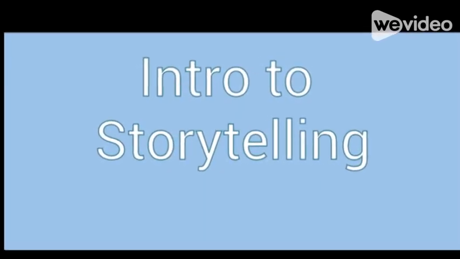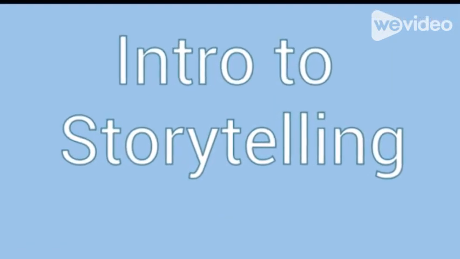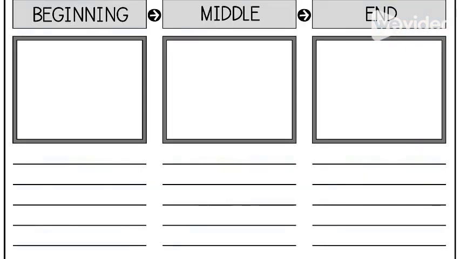Hello class! We've read many stories together, but what really makes the story? Today we're going to look at the different parts that help us make a story in order. A simple story has 3 parts, including a beginning, middle, and end. The beginning is how the story starts. Then something happens in the middle, and then we see how everything works out in the end.